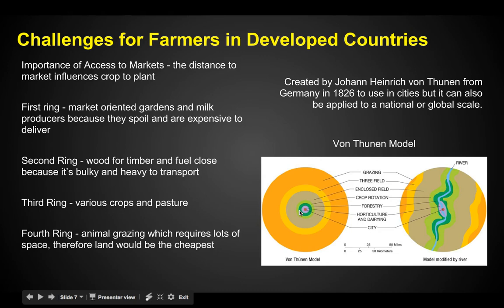And then in the fourth ring, you've got grazing, which requires a lot of space. Therefore, land would be the cheapest. Think about it, you need a lot of wide open spaces, your cattle are roaming everywhere, costs a lot of money, far away from the city. But when you're done with your cows, you can ship them by train a long distance and they're gonna last. So as you get farther and farther away from the city, you've got items that can last longer and land is cheaper.